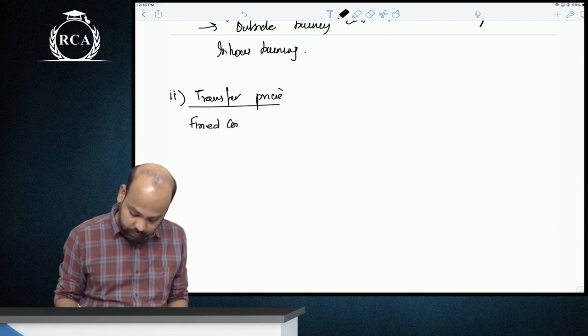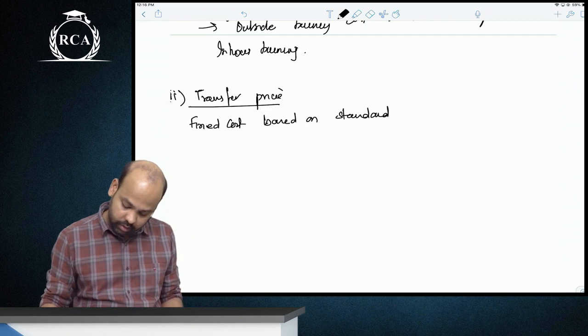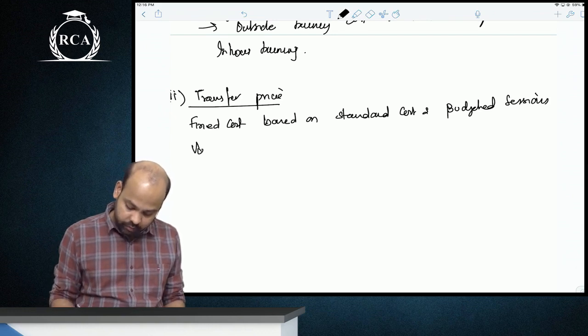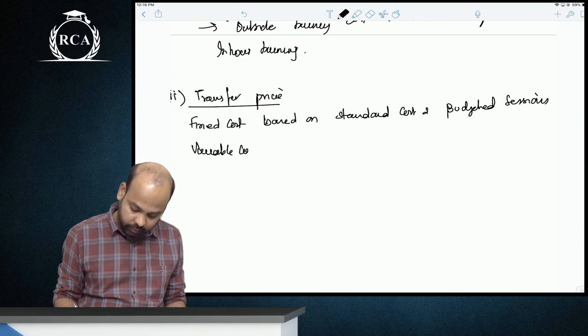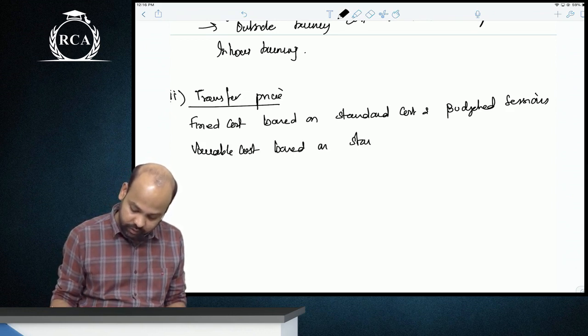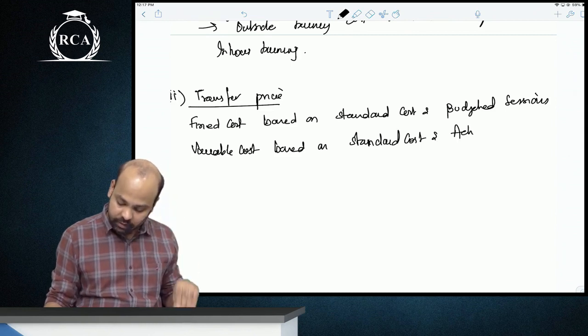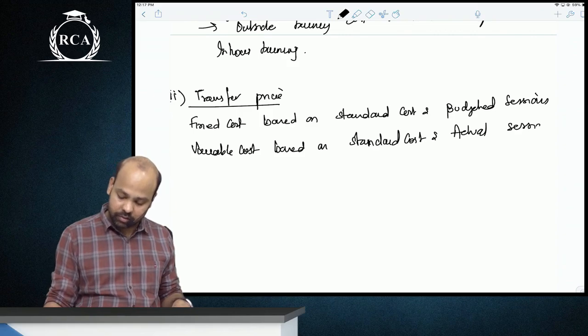Fixed cost is based on standard cost and budgeted sessions. Variable cost is based on standard cost and actual sessions. इसका मतलब क्या है बेटा? मैं पढ़ाता हूँ.